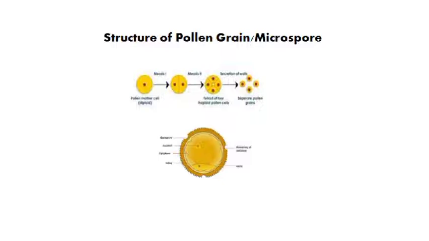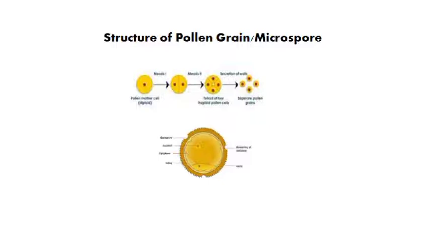Usually, the mature pollens are not attached in a tetrad. They get separated from one another. See here, all the pollen grains are separated from one another. Then look here, the single pollen grain. The pollen grain is the first cell of the male gametophyte, which contains only one haploid nucleus.